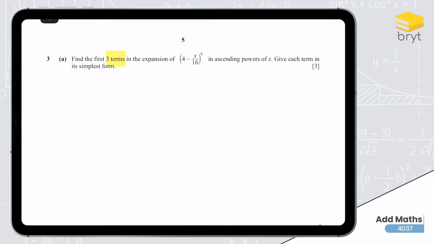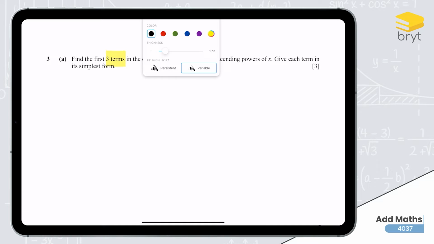Question number 3 part A says, find the first three terms in the expansion of (4 minus x upon 16), the whole thing to the power 6, in ascending powers of x. Give each term in its simplest form. So let's get to work. We have to find the first three terms. That means r is going to be 0, 1, and 2.